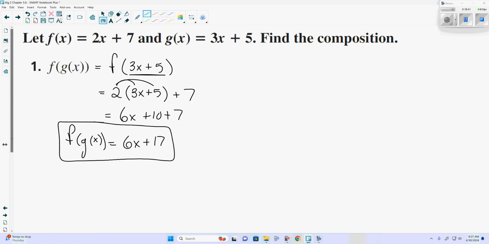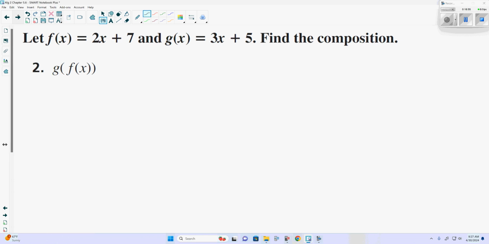Questions on these composites? G of f of x. All right, guys, let's pay attention. Wake up.